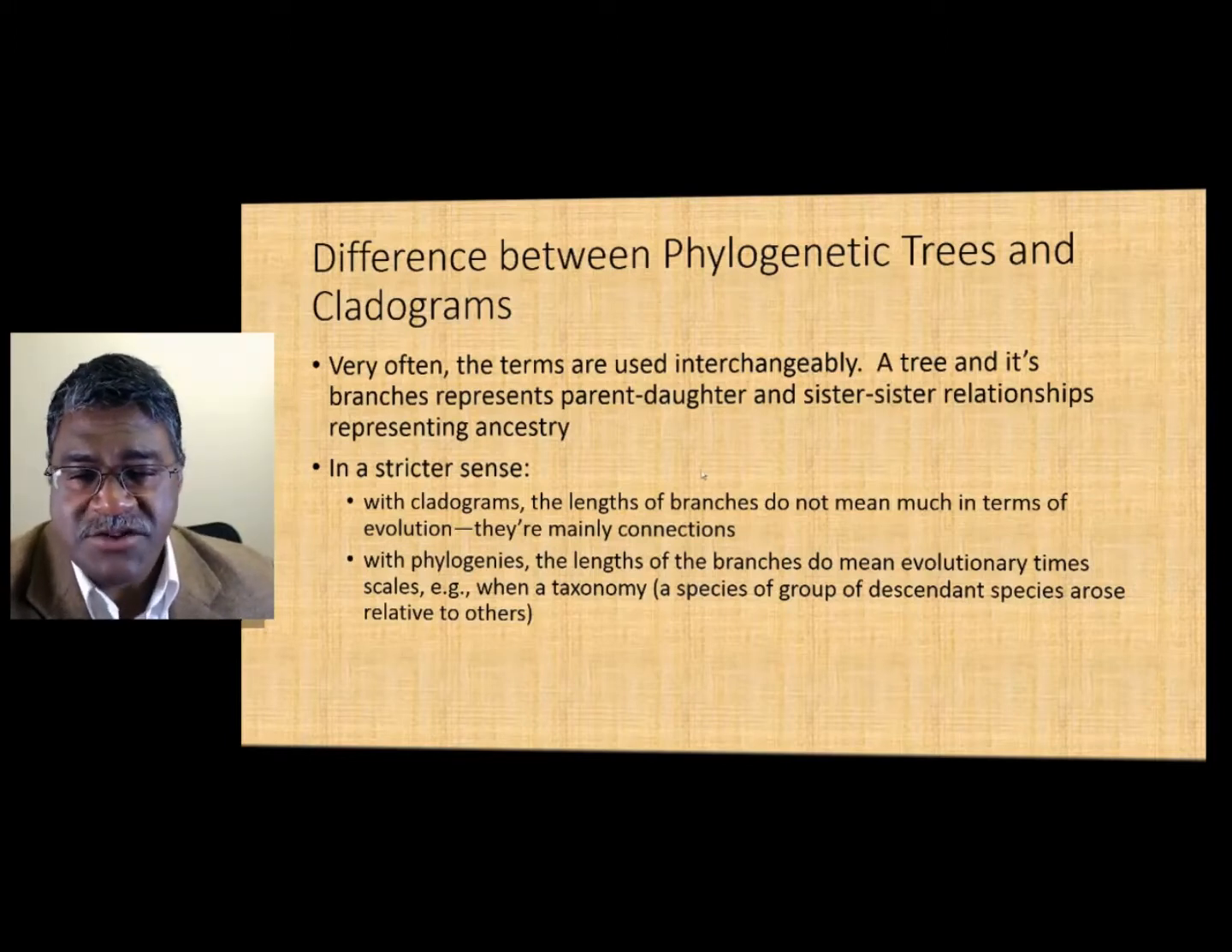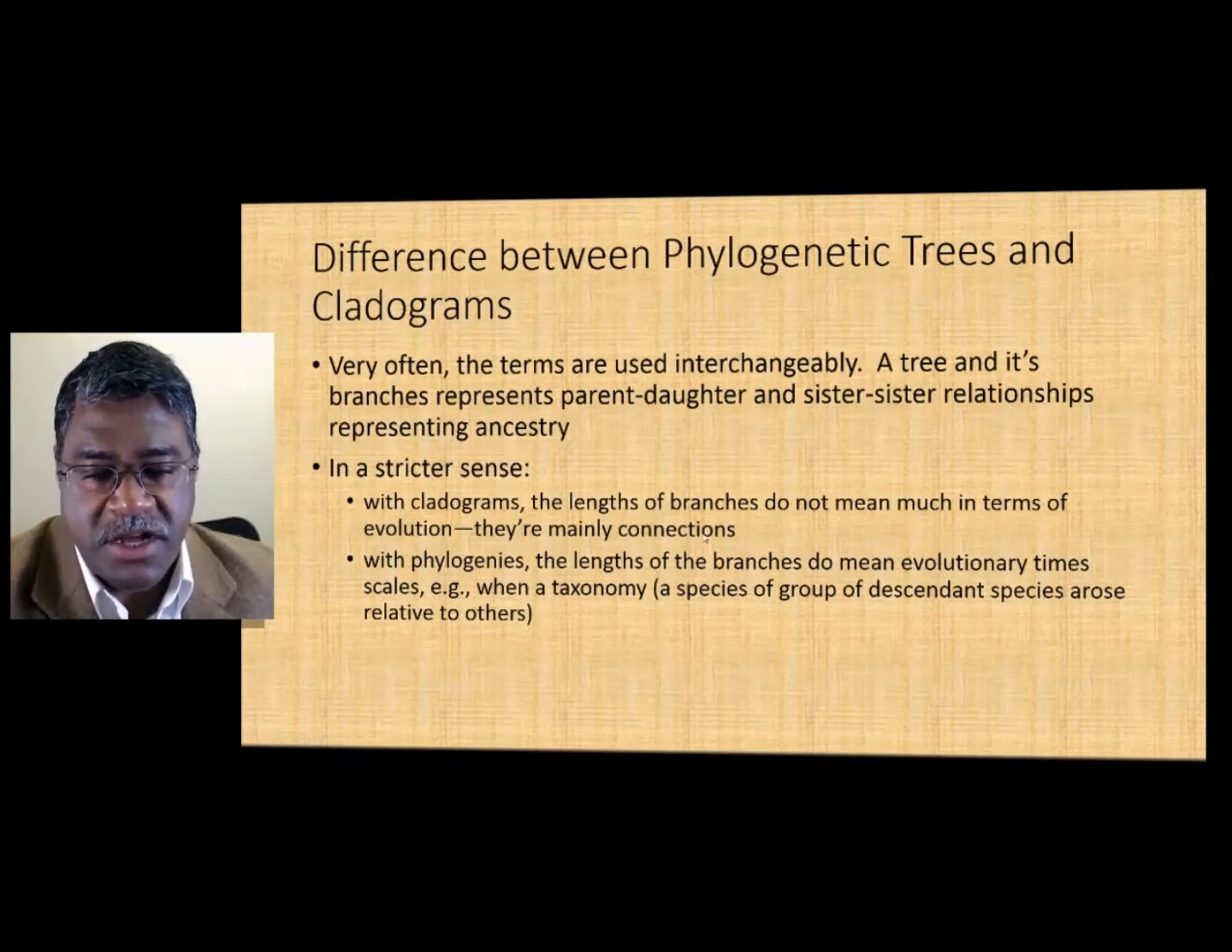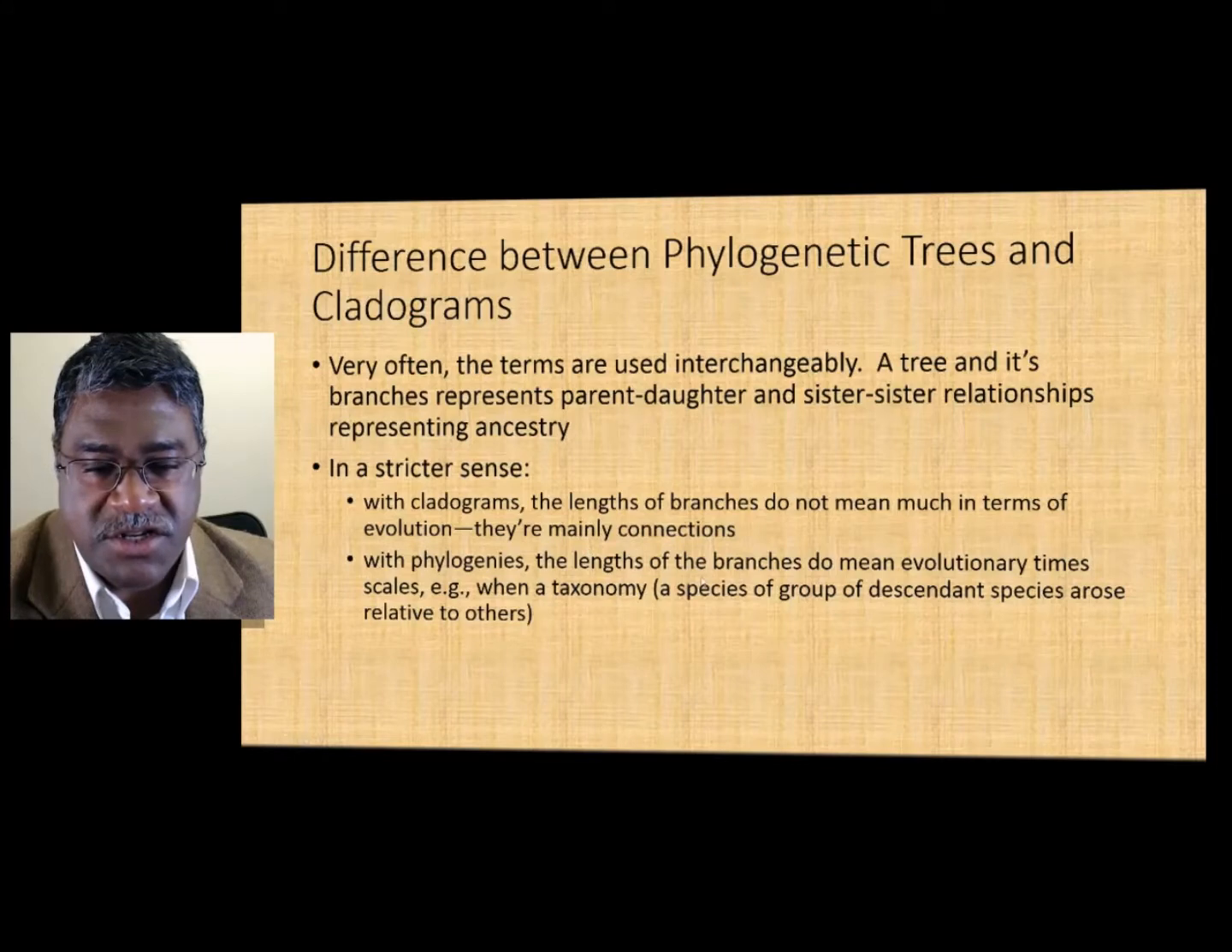A tree and its branches represent parent, daughter, sister relationships representing ancestry. With cladograms, the length of the branches does not mean much in terms of evolution. They're just connections. But in phylogenies, the length of the branches does mean evolutionary timescales.